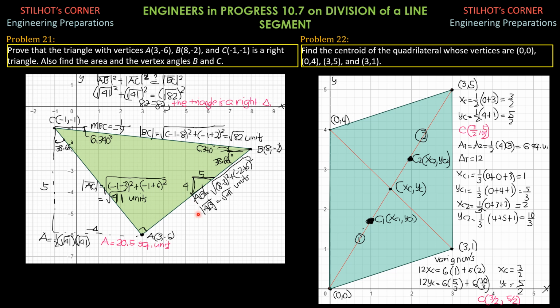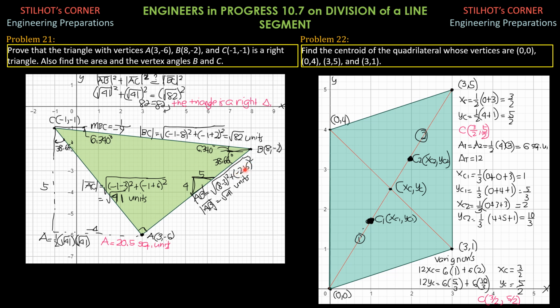Then we compute the angle that AB makes with the horizontal. So we have slope 4. This 4 here is taken from here, delta y.